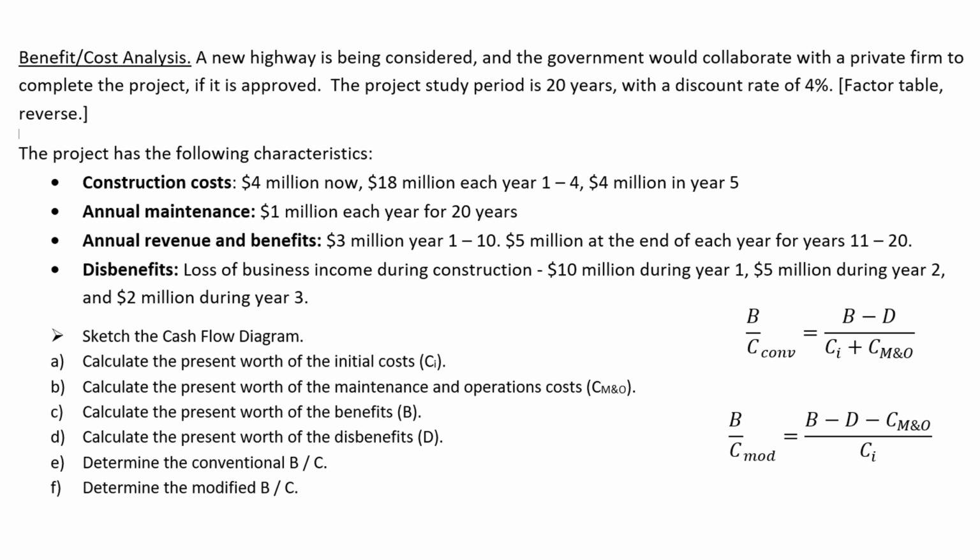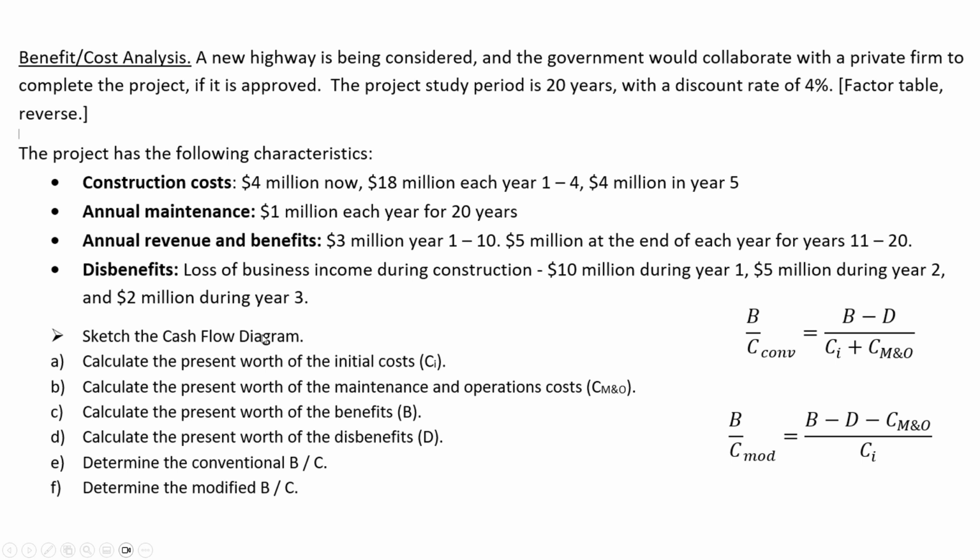The main thing we want to do here is calculate the present worth of the initial costs. Now, the initial costs here are the construction costs. So find the present worth of the construction costs. Find the present worth of maintenance. Calculate the present worth of the benefits. So here the benefits are what's described as revenue and benefits. And then calculate the present worth of the disbenefits. So those are the 4 categories that you need to calculate in terms of what's at the present.